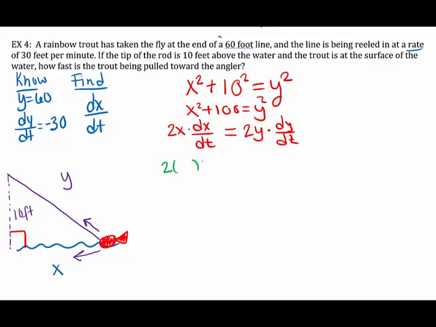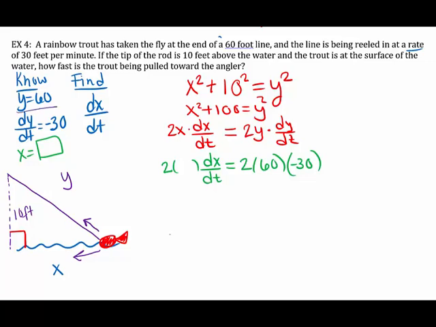We have a slight problem here. I don't actually know what x is. I'm trying to find dx/dt, so that's okay that I don't know what that is. I do know y is 60, and I know dy/dt is negative 30. So we've got an extra step in this problem. We have to figure out what x is so we can plug that in. And we want to know what is x when y is 60.